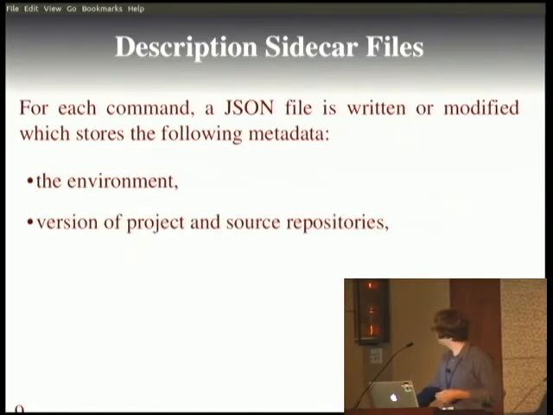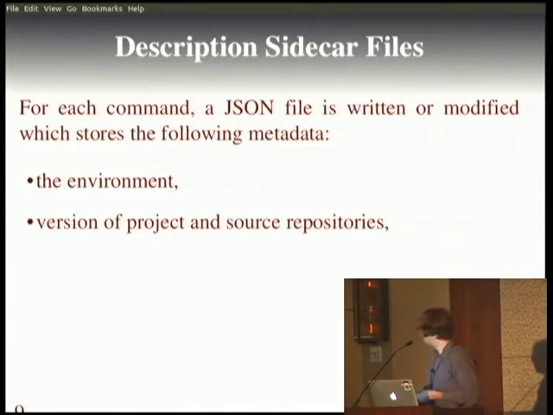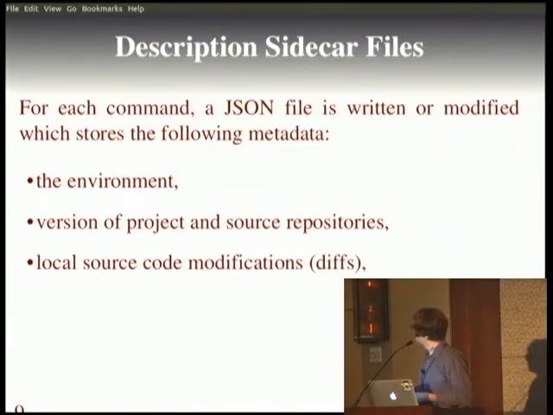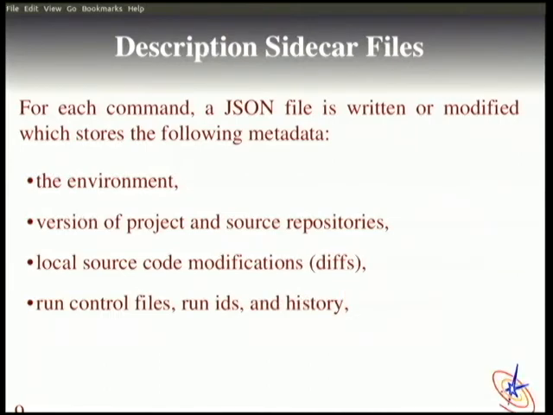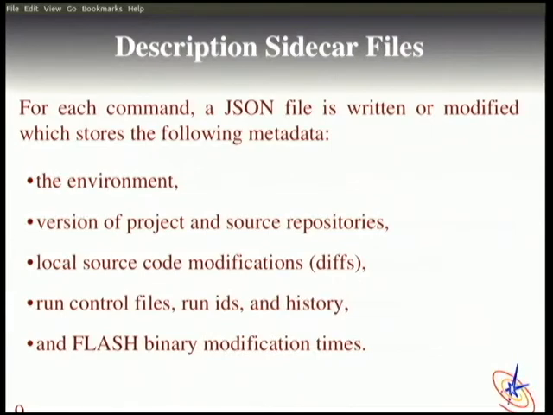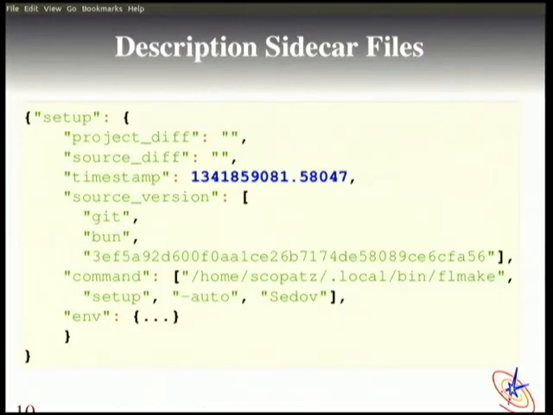And this contains the environment, as I mentioned, version control information, which is basically just a shortcut for diffing. It also contains local source code modifications in the form of diffs and patches that it applies later. All of the run control information is stored in there as well. And of course, binary modification times. So in case someone has gone in there and interjected, you can detect that and say, aha, this run is no longer reproducible. And this is sort of what they look like, right? It's just a sort of normal JSON file setup. Okay, and then that env down there is exactly just what you get out of os.environ.